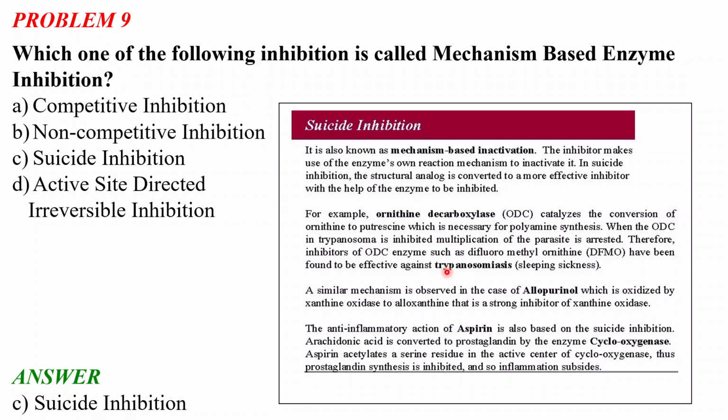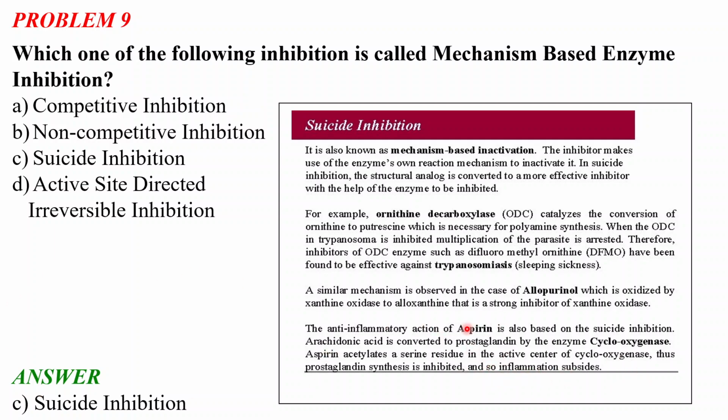A similar mechanism is observed in the case of allopurinol, which is oxidized by xanthine oxidase to alloxanthine, that is a strong inhibitor of xanthine oxidase. The anti-inflammatory action of aspirin is also based on suicide inhibition. Arachidonic acid is converted to prostaglandin by the enzyme cyclooxygenase. Aspirin acetylates the serine residue in the active center of cyclooxygenase. Thus, prostaglandin synthesis is inhibited, so inflammation subsides.